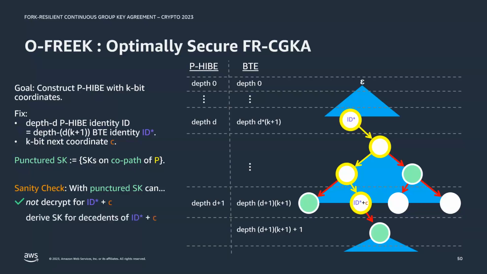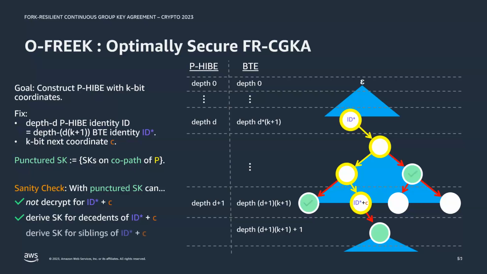Can we continue this process into the next deployment? In other words, can we derive any descending keys for ID star plus C? Yes, we can. Because we also have the secret key at the root of that next tree, that next layer. So from there, we can derive any leaf we want. Okay, good. So it's correct for the protocol, right? We can actually go to the next deployment.